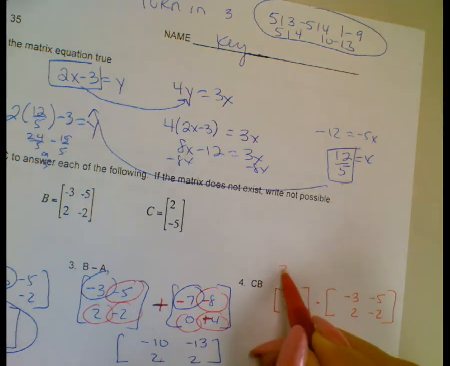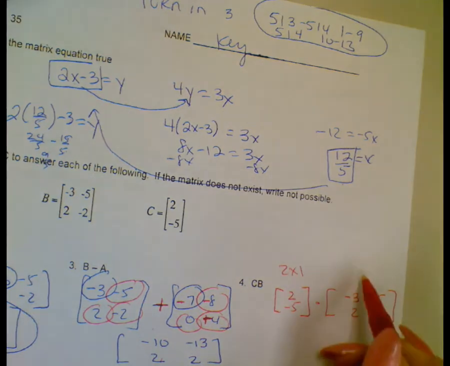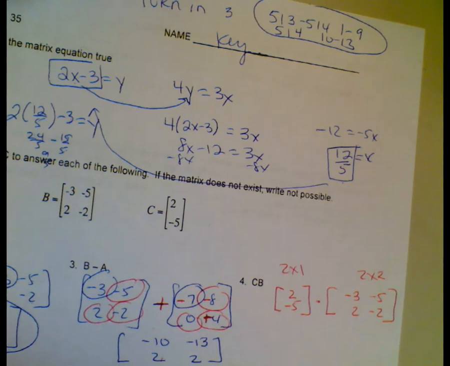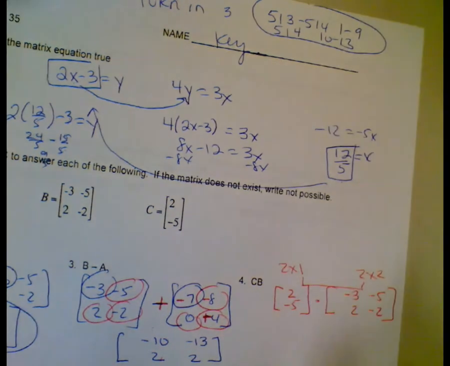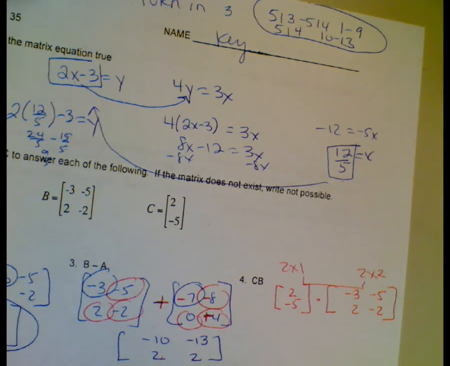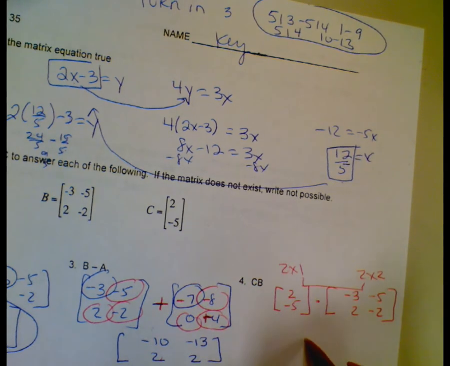This one right here is a 2 by 1. This one right here is a 2 by 2. And you're not allowed to multiply them because the 1 and the 2 don't match up. Impossible.